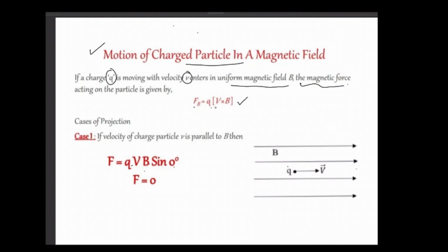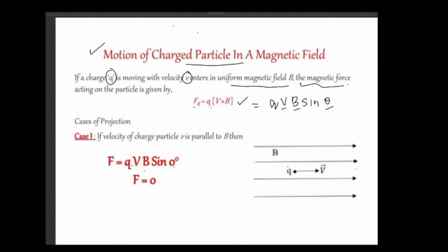So Fb = Q(v × B), or we can rewrite it as Q into vB sin theta. In the same way, v × B is equal to vB sin theta. And what is this theta? Theta is the angle between the direction of the velocity and the magnetic field.